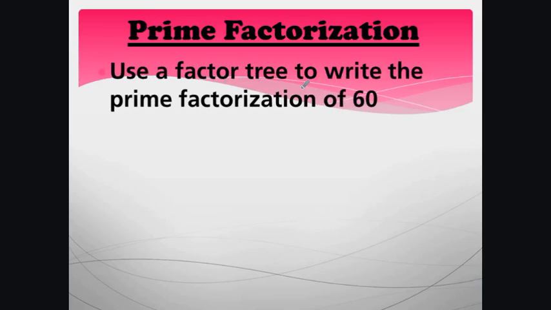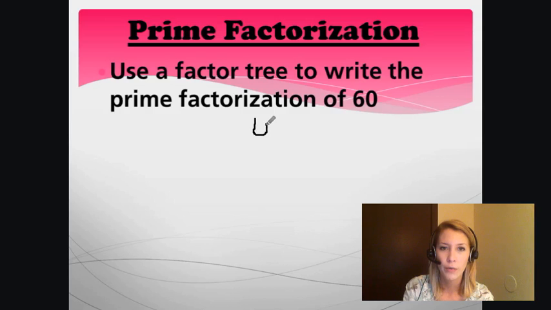We're going to use a factor tree to write out the prime factorization of 60. So first we're going to write our composite number of 60. I know by my divisibility rules, because 60 ends in a 0, that it's divisible by 10. So I'm going to branch off and say that 10 multiplied by 6 is going to equal 60. Neither of these values are prime numbers, so I need to break them down further.